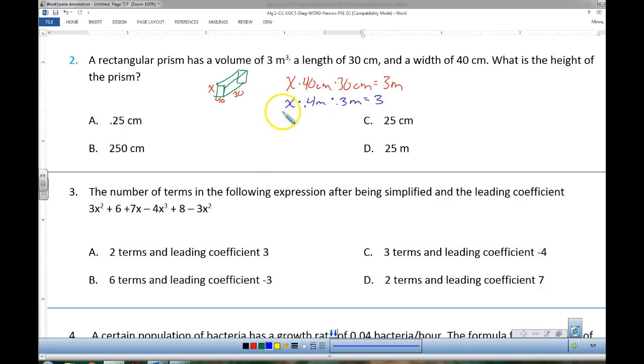All right, so that gives me 0.12x, when we multiply those together, equals 3. Divide both sides by 0.12. And h equals 25 meters. So the answer is D.